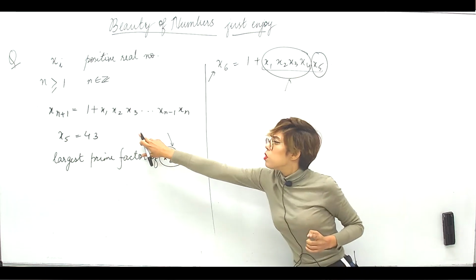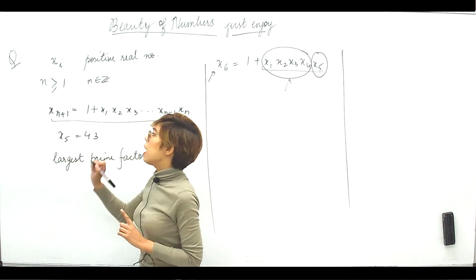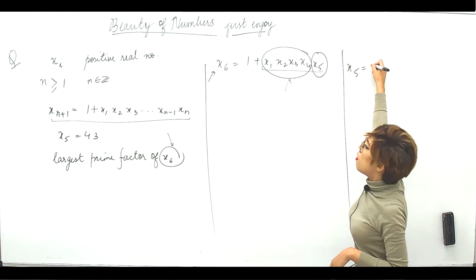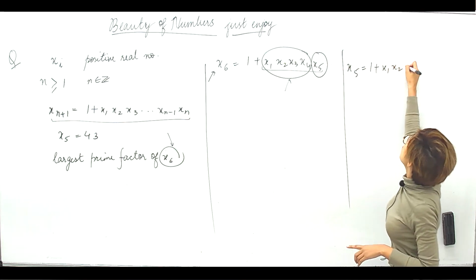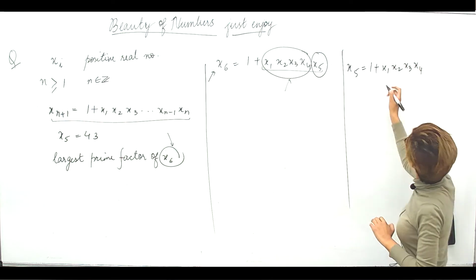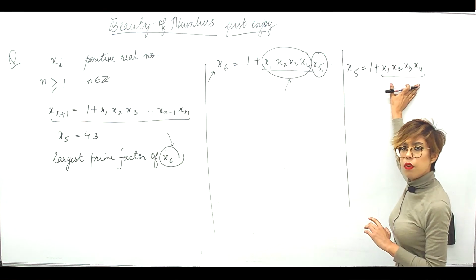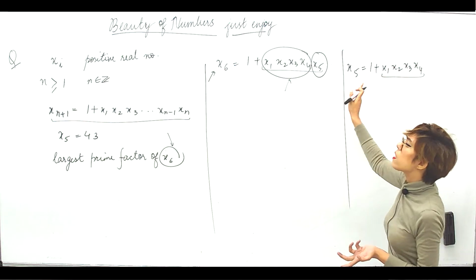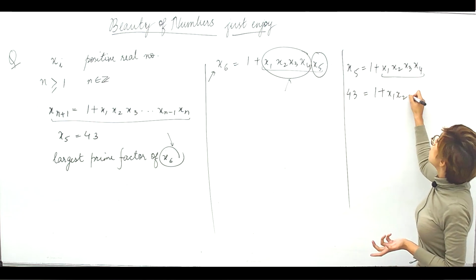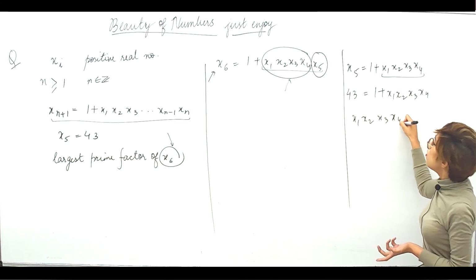Now x5 is given alone, right? If I try to write x5 using this, let me write x5. Now n will be replaced by 4. So x5 is equal to 1 plus x1, x2, x3, x4. Right? So the same quantity is related over here. Can I find the value of x1, x2, x3, x4 from here? Definitely I can. x5 is nothing but 43, and 43 is equal to 1 plus x1, x2, x3, x4. That means x1, x2, x3, x4 is equal to 42.